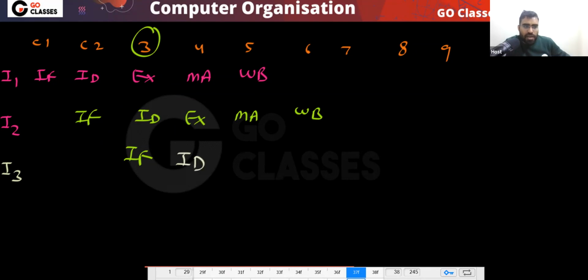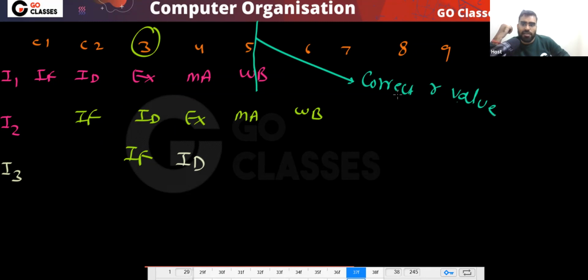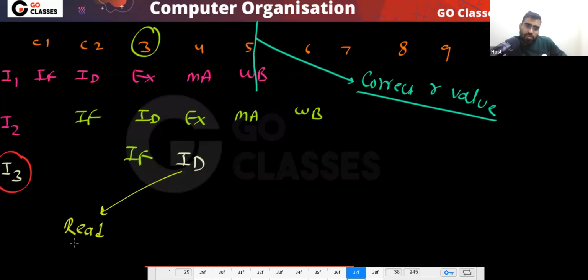Now, where will the value be available? The correct R value is available here, right? So tell me, can instruction I3 go to the execution phase? In this ID stage you are reading the wrong value. Can you go to the execution phase? You cannot, because here you are reading the wrong R.